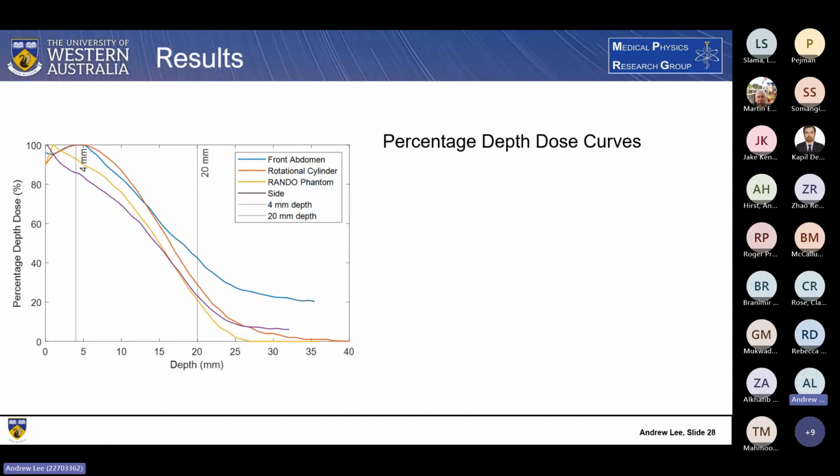And so this was done with a rotational cylinder as well as a Rando phantom. So the rotational cylinder is approximately 15 to 20 centimeters radius from the top of my head. It was also 3D printed and filled with gelatin without any infill inside. So that should give us a more accurate dose, as well as the Rando phantom. So between the rotational cylinder and the front abdomen curve, we see quite similar characteristics. So the Dmax is approximately the same, although our fall-off dose for that front abdomen is a bit problematic.